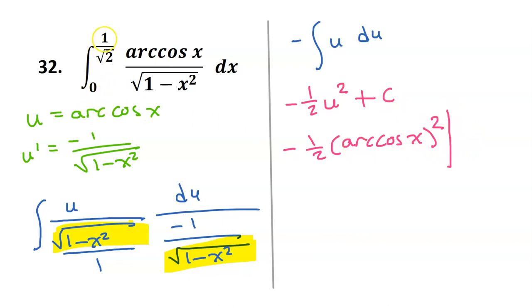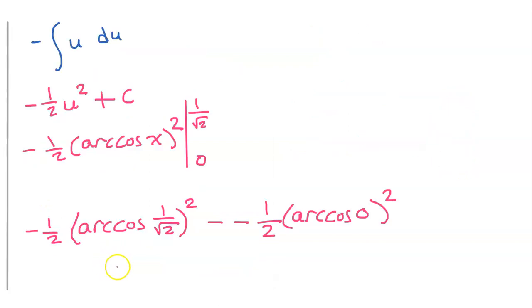Don't forget, this is a definite integral. So I'm going to put 0 to 1 over radical 2 right here. So this tells me that I need to find the value at 1 over radical 2 and subtract the value at 0. So here's the value at 1 over radical 2 minus the value at 0. Minus a negative is a positive, so I will go ahead and replace these two minuses with a plus.